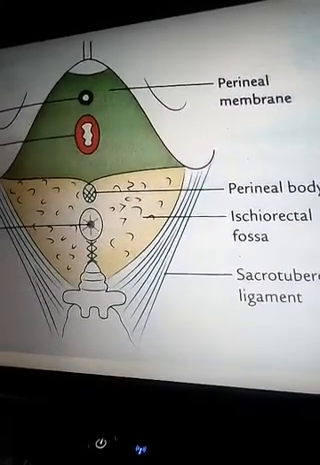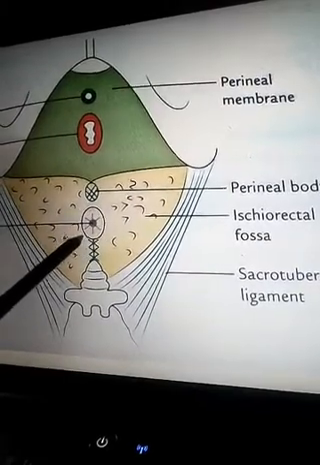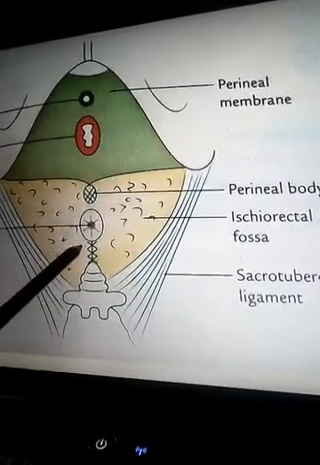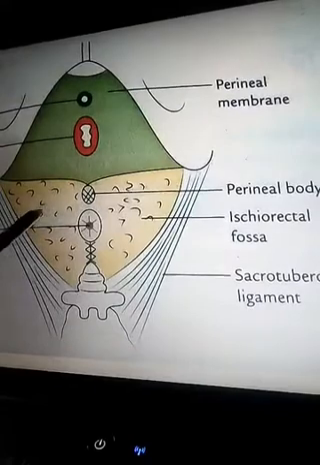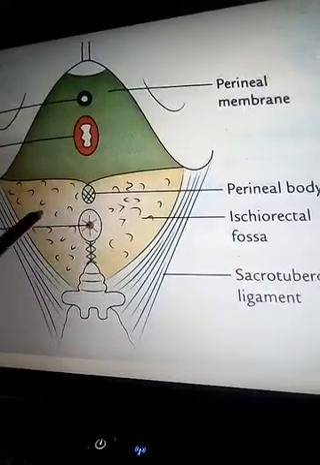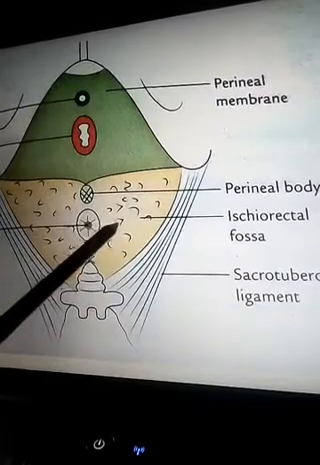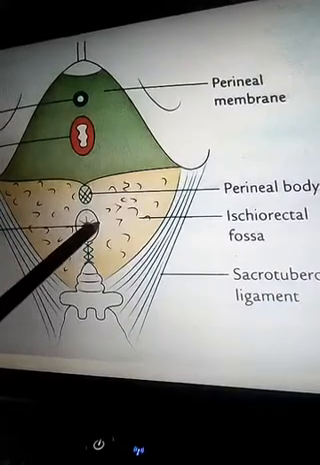Now the anal canal is the last 4 centimeters of the gastrointestinal tract. It lies in the center of the anal triangle below the pelvic diaphragm and between the right and left ischiorectal fossae. These ischiorectal fossae allow the expansion of the anal canal during passage of the feces.